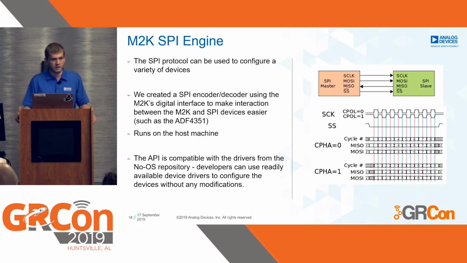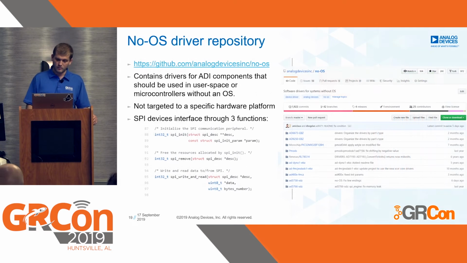I'm sure a lot of you have heard about SPI, Serial Peripheral Interface. It is a protocol that's used to configure a variety of devices. What we did was create a SPI encoder and decoder that makes use of the M2K's digital interface to better communicate with the devices. The API that we use is similar to a lot of drivers that we have, and I'm going to go over that in a minute. The cool thing about it is that it runs on the host machine, so it's not on the firmware, it's not on additional hardware, you just run it on the host machine.